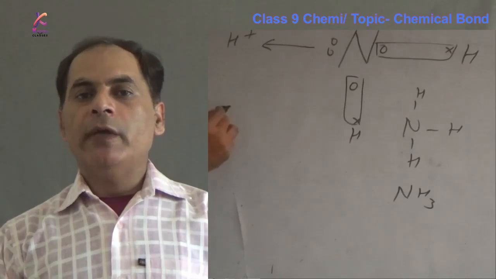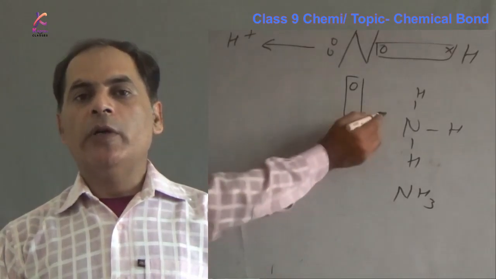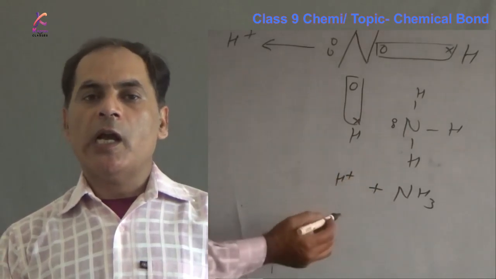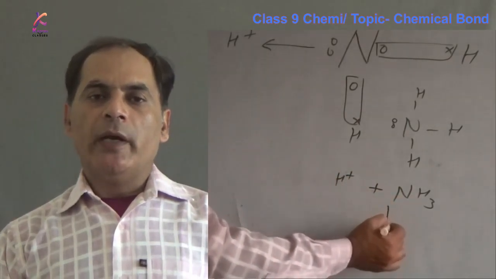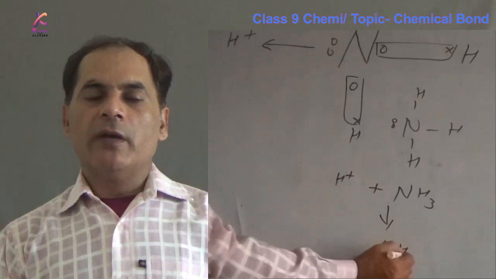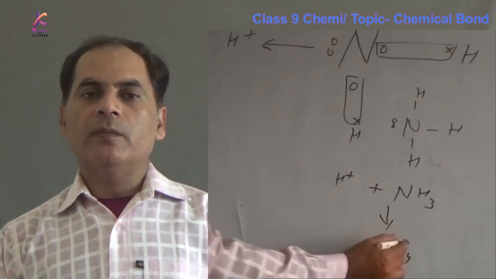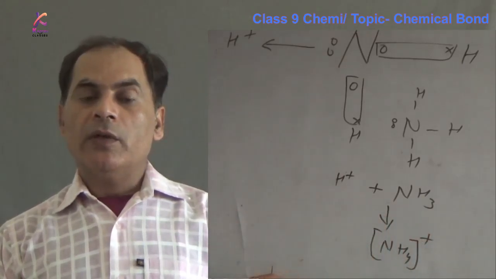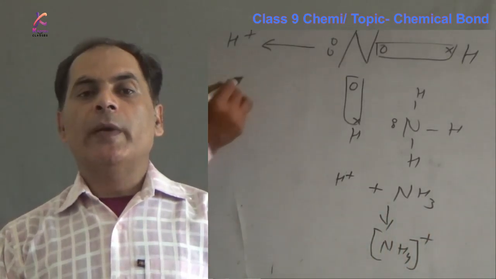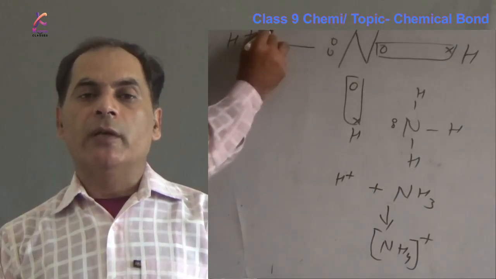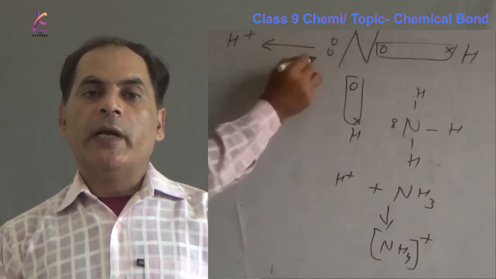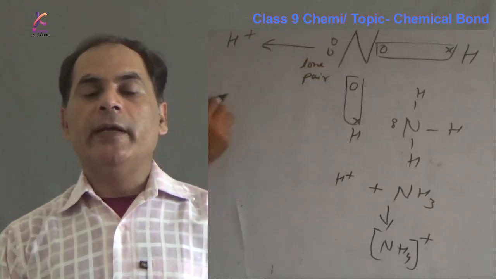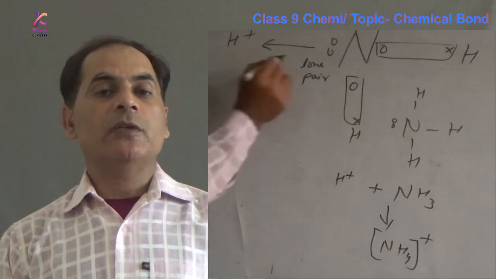In ammonium ion, we have already seen the structure of ammonia. In nitrogen, there are 5 electrons, 3 electrons are unpaired. These unpaired electrons are shared with hydrogen atoms to form 3 covalent bonds. But still it has one lone pair of electrons in the valence shell. This lone pair of electrons can be given to any electron deficient atom like H positive ion.